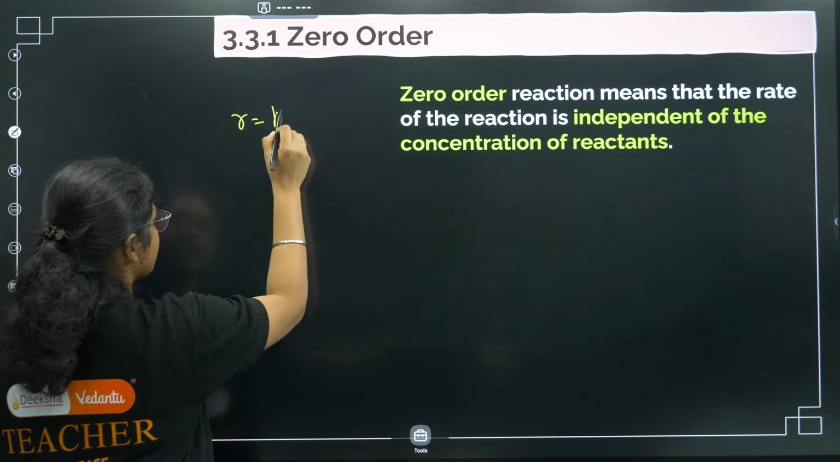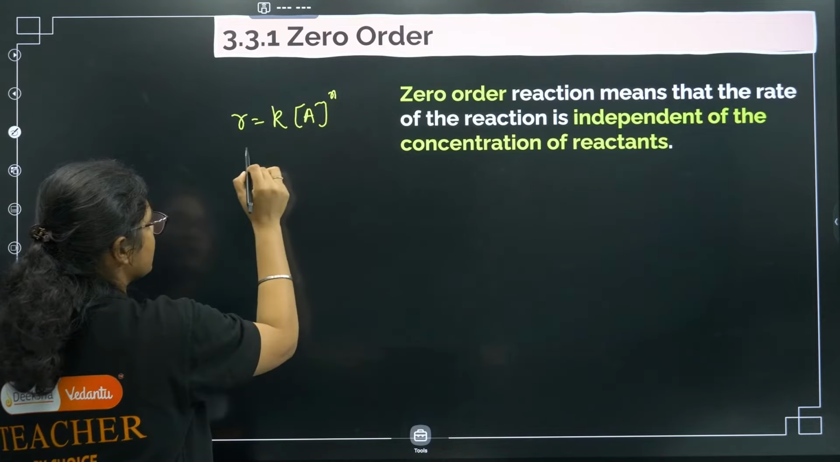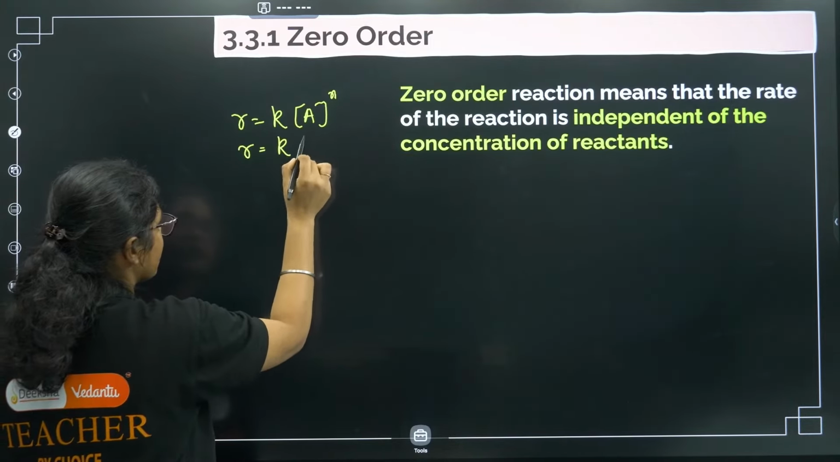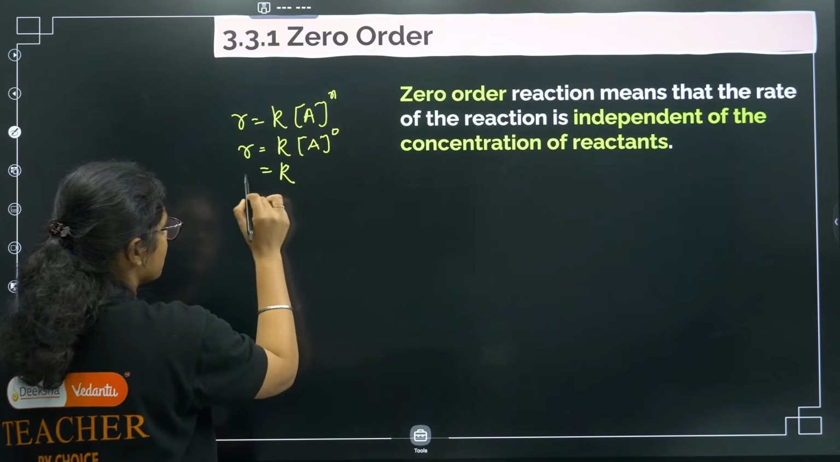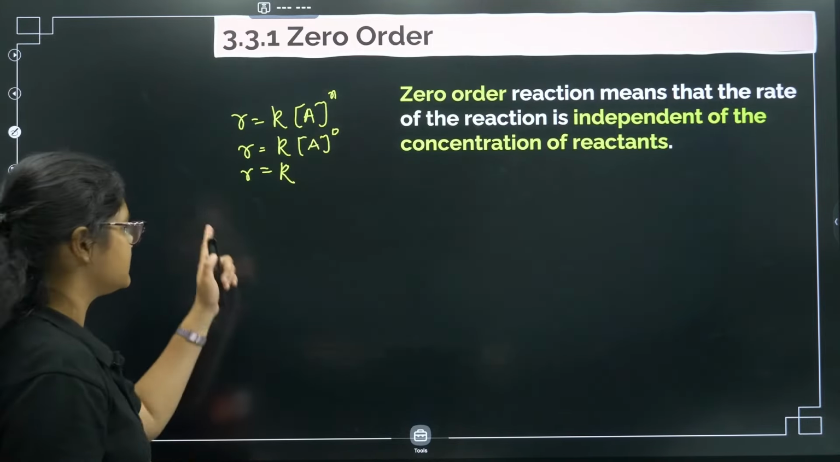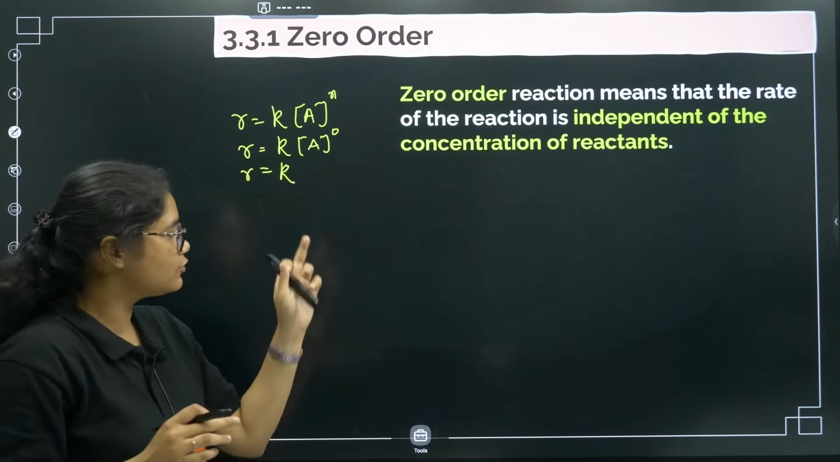The rate law I am writing is R is equal to K into A to the power of N. Here N is 0, so R is equal to K into A to the power of 0, so I will get K. R is equal to K. So now you see here, rate is equal to rate constant. There is no factor A here.